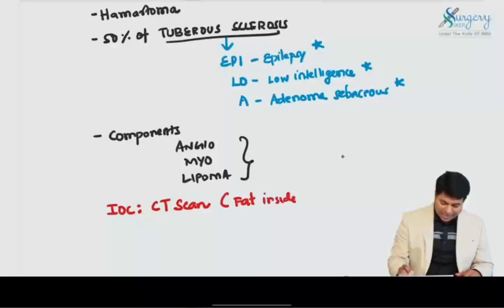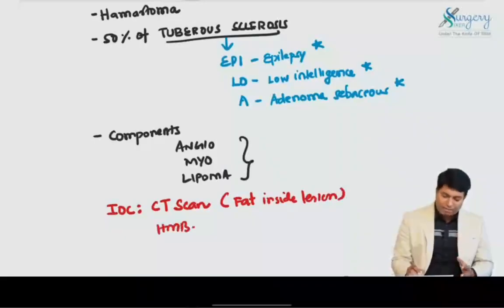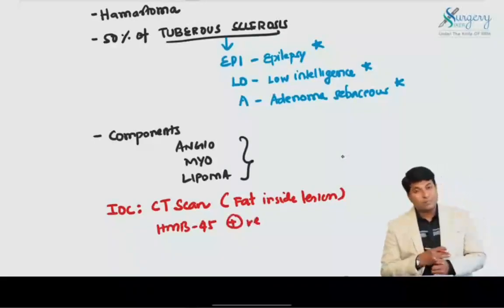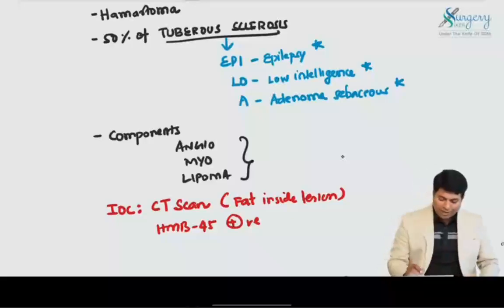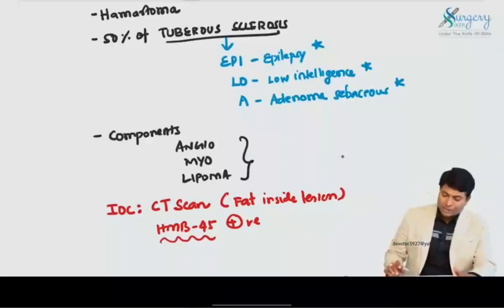Fat inside the lesion is caught up, and they have HMB-45 positive, an expected MCQ. HMB-45 is positive for which tumor? It is positive for malignant melanoma. It is positive for angiomyolipoma also.